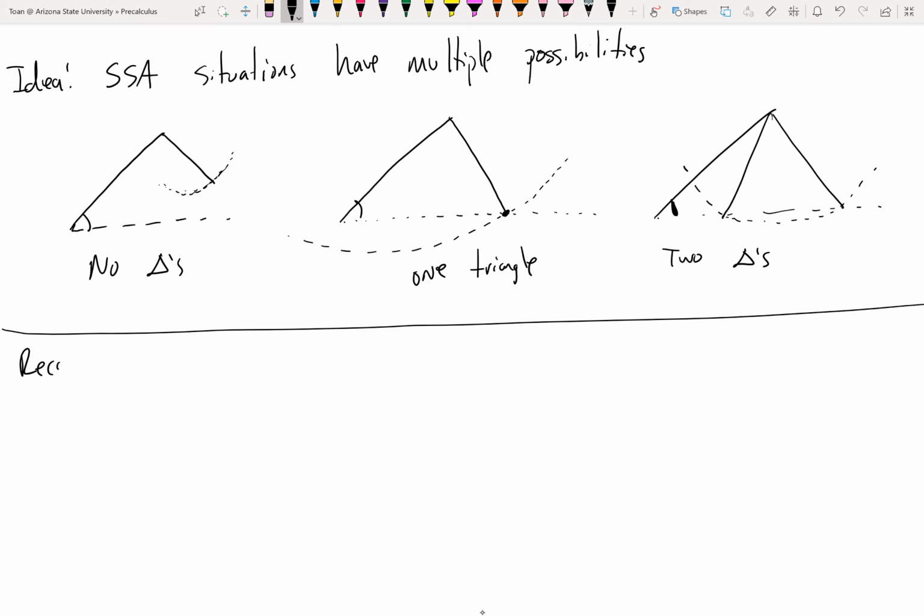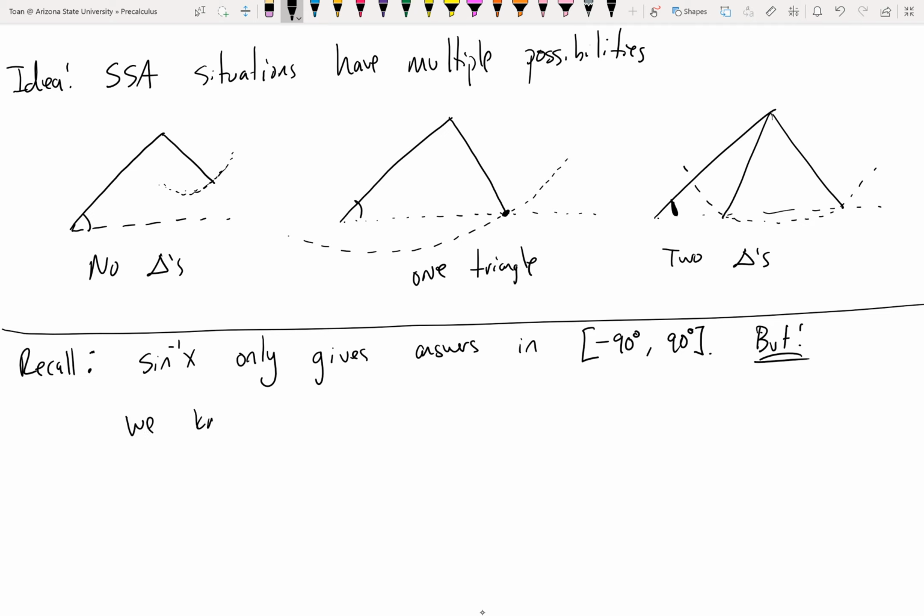Recall that the inverse sine function only gives answers in the following quadrants: negative 90 degrees to positive 90 degrees. But there's always a big but in math. We know sine is positive in the first two quadrants.